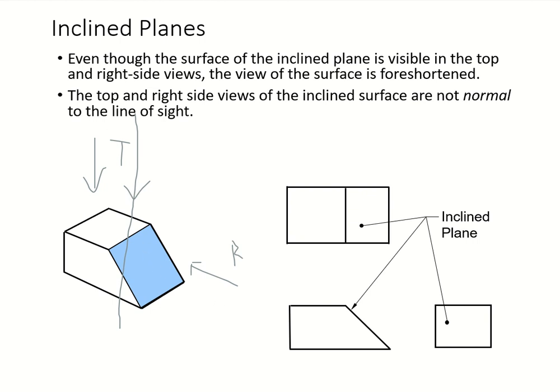Again, now we're going to look at your pictorial, your 3D, from the right side, so your line of sight is going to go that way, okay? It isn't perpendicular. Your inclined surface is not perpendicular to your line of sight. There is an angle to it. So that's what you need to know, okay?